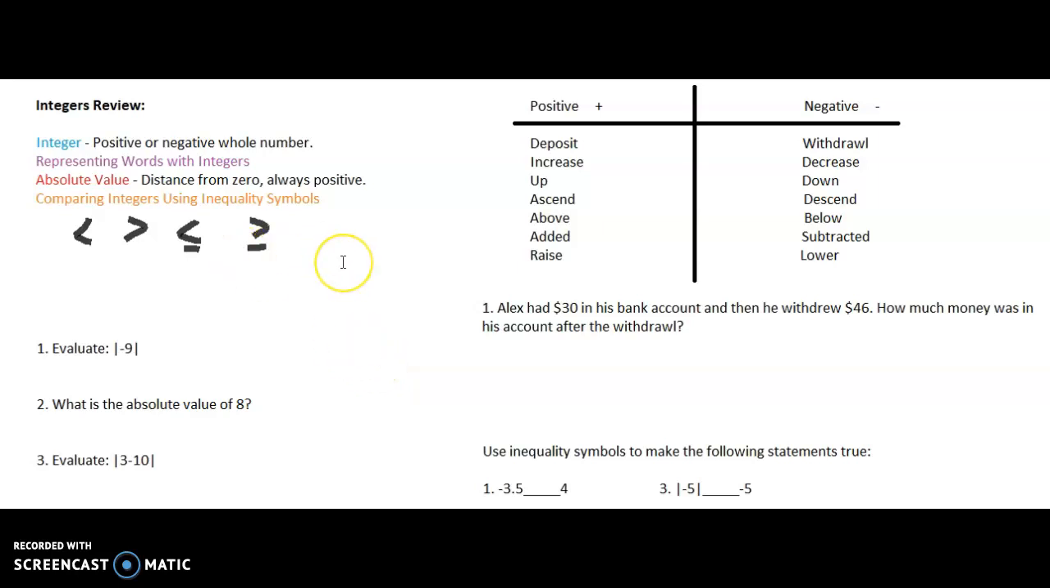Okay, so for this video we are going to be doing an integers review. Just to review what an integer is, we have positive or negative whole numbers. And we're going to go over representing words with integers, so what words can mean what different type of integer, positive or negative. We're going to talk about absolute value, which is just the distance from 0, and reminding you that this is always positive.